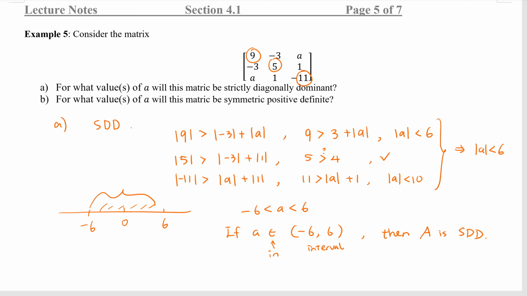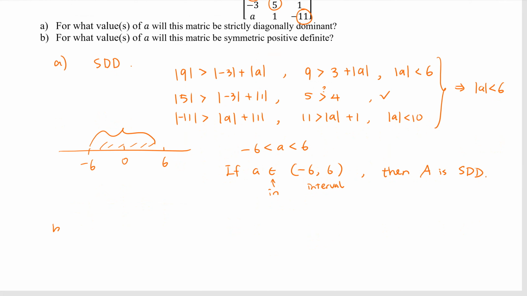Okay, then part B is for symmetric positive definite. If you think the shorthand notation SDD, SPD is confusing, you're very welcome to write out the whole words, strictly diagonally dominant and symmetric positive definite. Feel free to write down the whole words.